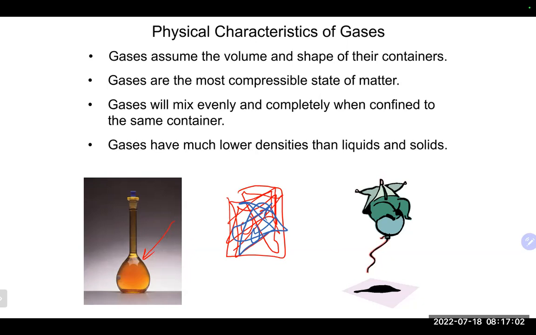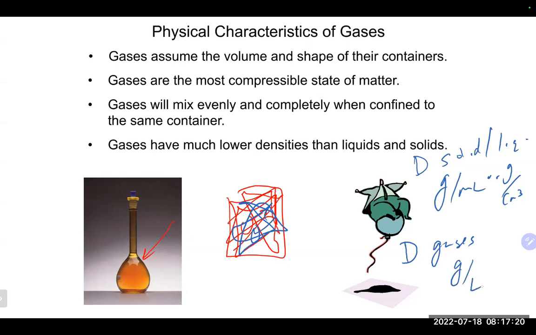Gases typically have lower densities than liquids and solids. When we talk about density with solids and liquids, the units we usually see are grams per milliliter or grams per cubic centimeter. When we deal with the density of gases, we usually end up doing grams per liter. That's very commonly the unit we associate with the density of a gas, and we'll do some calculations later on to calculate the density. But usually it's grams per liter rather than grams per milliliter because of the much lower densities that we see.